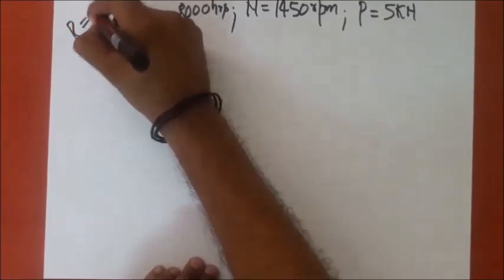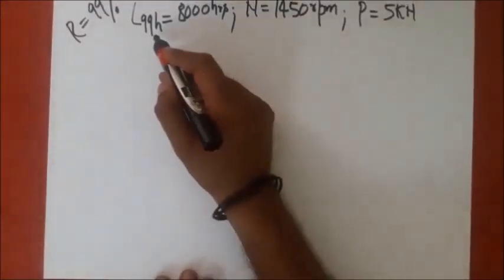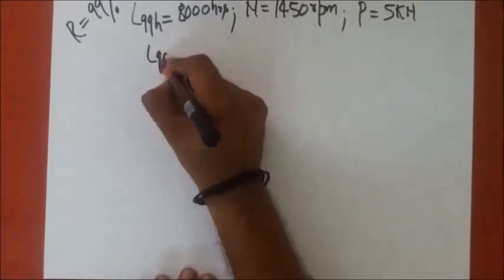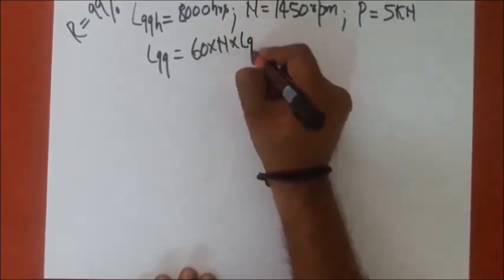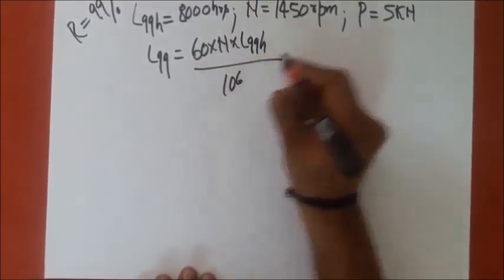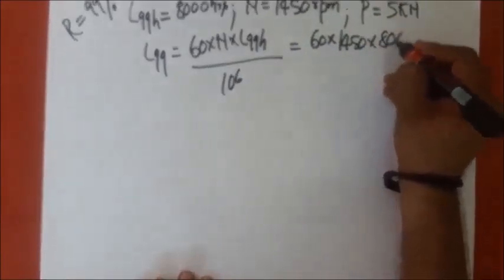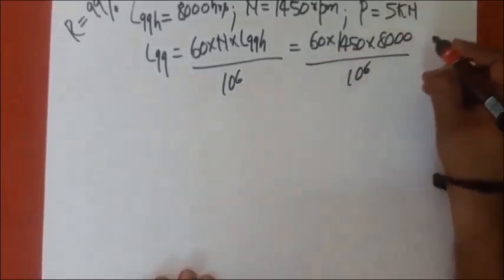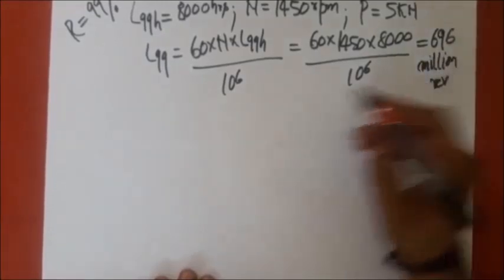Here the reliability of the bearing is 99%, but it needs to be selected from the catalog which is of 90%, because catalogs are mostly based on reliability of 90%. So what we need to do is convert this L99H into L99, that is, million revolutions. Therefore 60 times N times L99H divided by 10 raised to 6, that comes to 60 times 1450 times 8000 divided by 10 raised to 6, that is around 696 million revolutions. So this is the life.